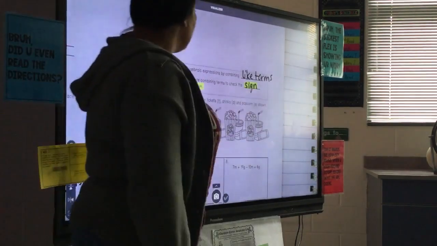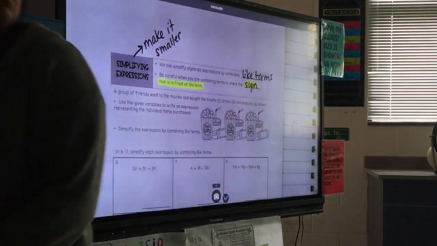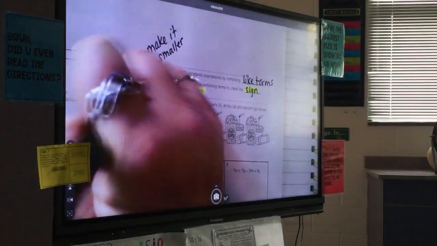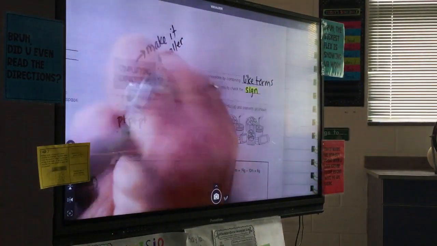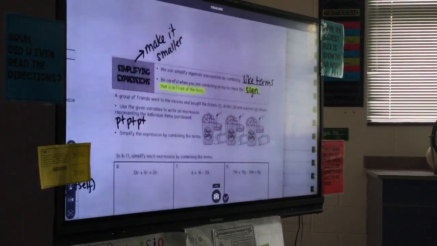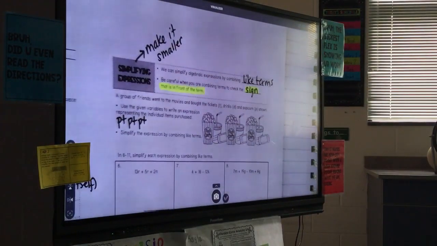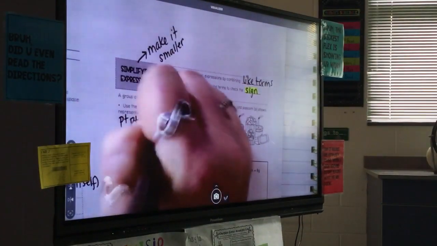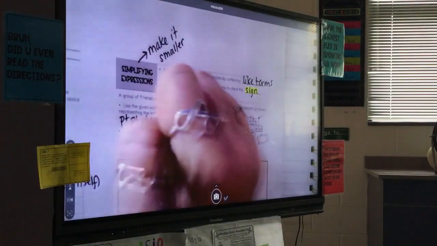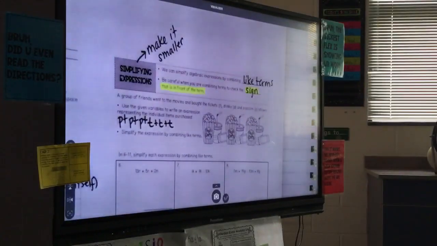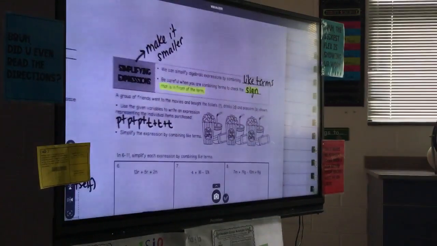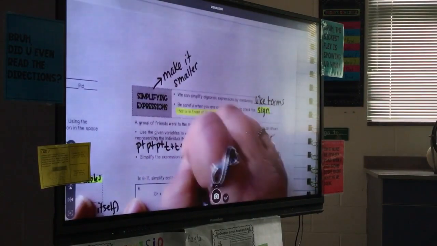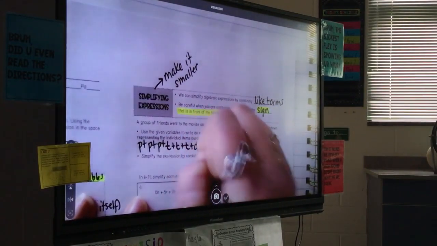So how many popcorns do you see? You see 3, right? So you're gonna write P plus P plus P. All right, how many tickets do you see? Okay, so we're gonna do a weird T plus T plus T. All right, and then obviously what's the last thing? Drinks. How many drinks do we see? How many? 3. So plus D plus D plus D.